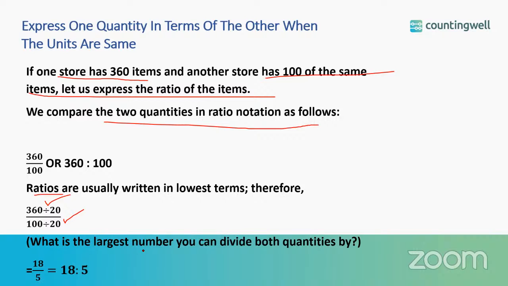So what is the largest number you can divide both the quantities by? I expect this answer from you all. We are dividing by 20. So we are getting 18 by 5, which is 18 is to 5. So this is the ratio in the lowest terms for 360 is to 100.